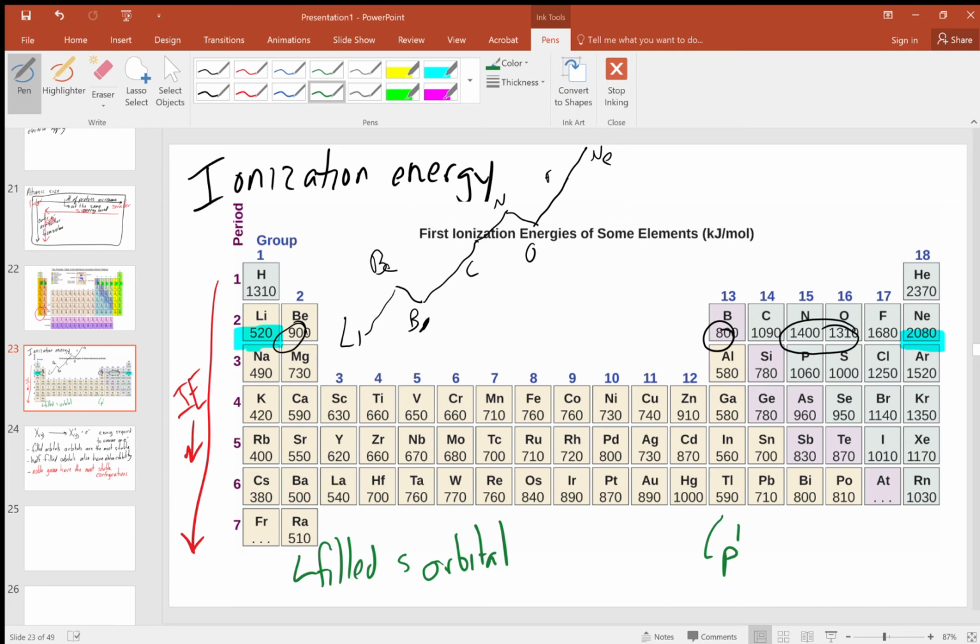We go from boron to carbon. We get, again, more protons, so harder to remove. Same thing to nitrogen. But nitrogen, or group 15, these are p3 elements, which means we have a half-filled p orbital. So that's a little bit more stable than group 16. So that's why group 16 actually has a slightly lower ionization energy than group 15. And then from there, we go up and we reach our max at the noble gases.